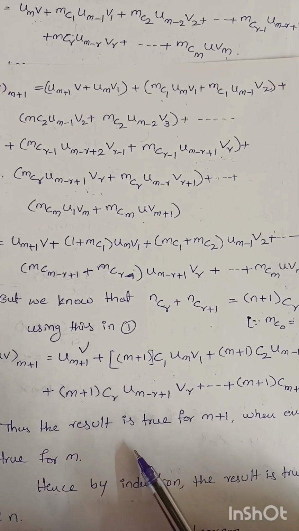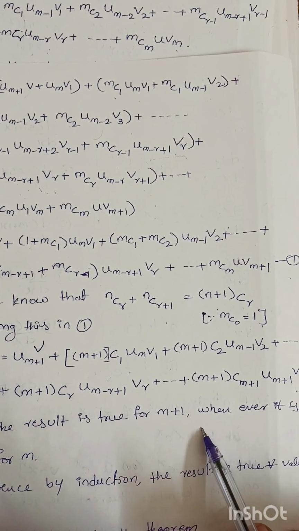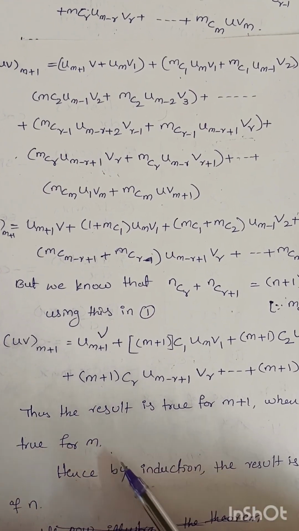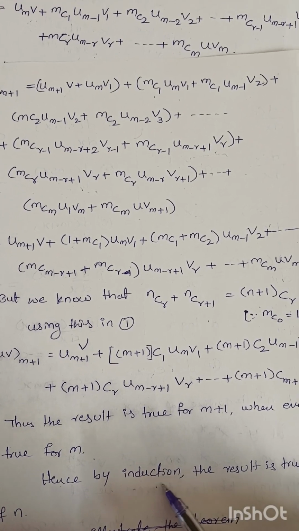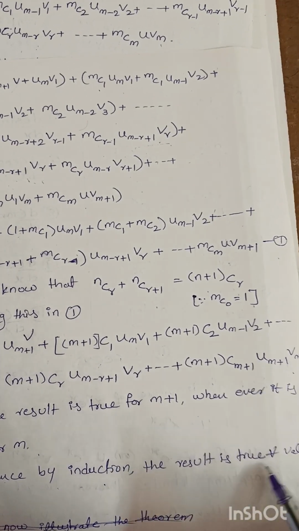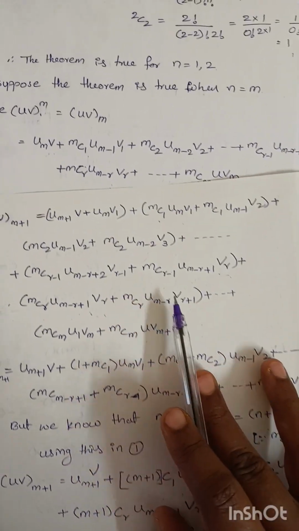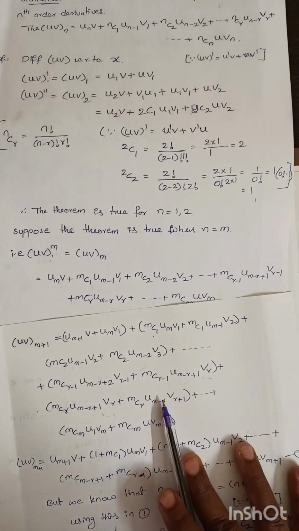So thus the result is true for m plus 1 whenever it is true for m. Hence, by the induction method, the result is true for all values of n. This is the proof of the Leibniz theorem.